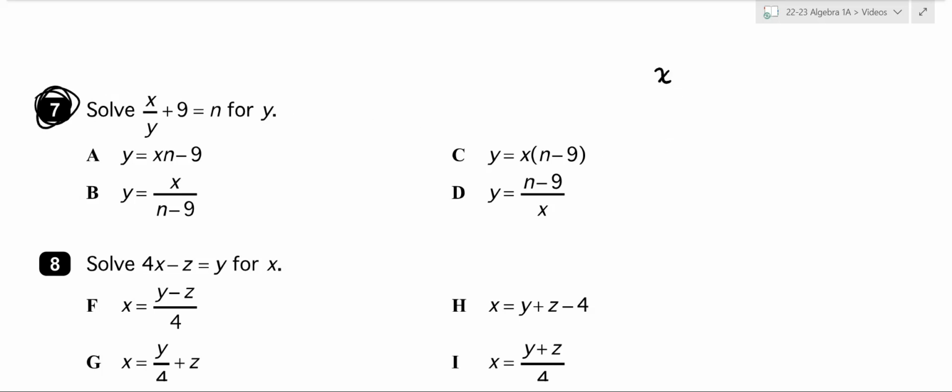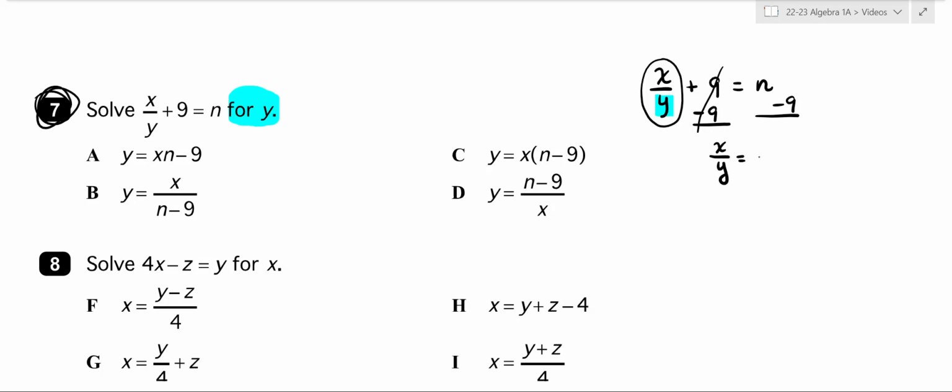We have x over y plus 9 equals n. And we want to solve for y. Okay, before we can get to the denominator, let's isolate this term. So that means we need to subtract 9 from both sides. We have x over y equals n minus 9. Okay.